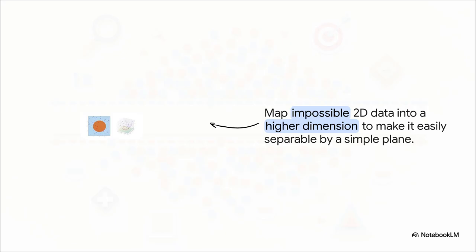The SVM can figure out where this separating plane is using some brilliant math, without ever actually having to calculate all the new 3D coordinates. That's what makes this so incredibly efficient and powerful.